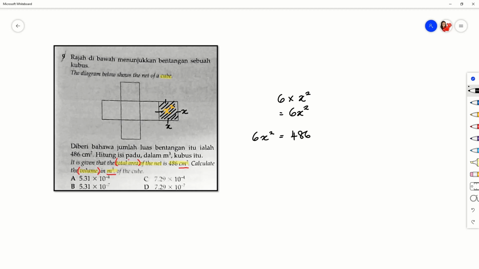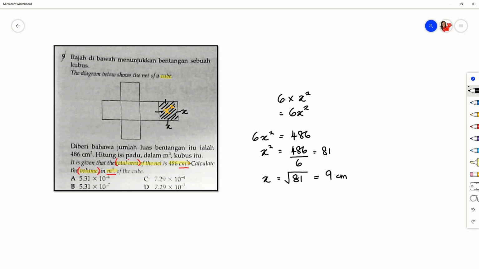If 6x squared is 486, what is the value of x squared? That would be 486 divided by 6, and that would give me 81. Now if x squared is 81, we have to find the value of x. So x would be the square root of 81, because when a square is brought over to the right hand side, it becomes a square root. The square root of 81 is going to be 9 centimeters. So our first task is that we found the length of one side of the square.